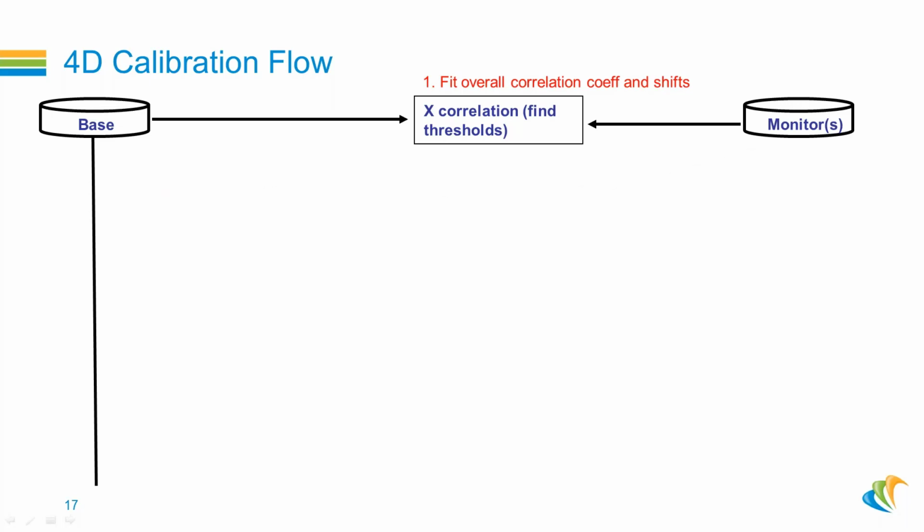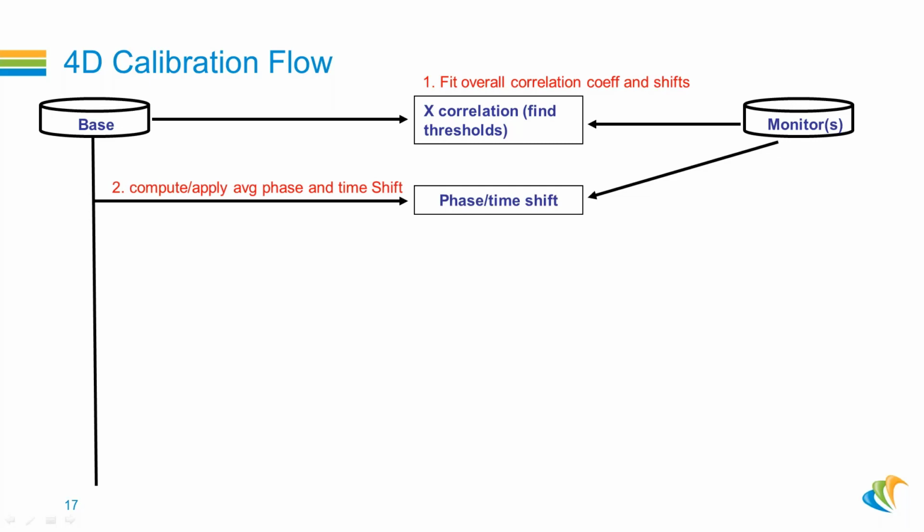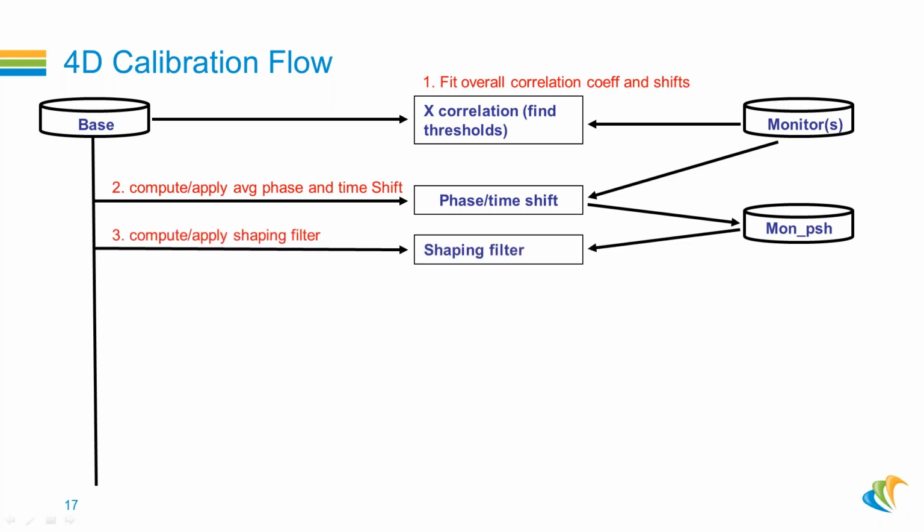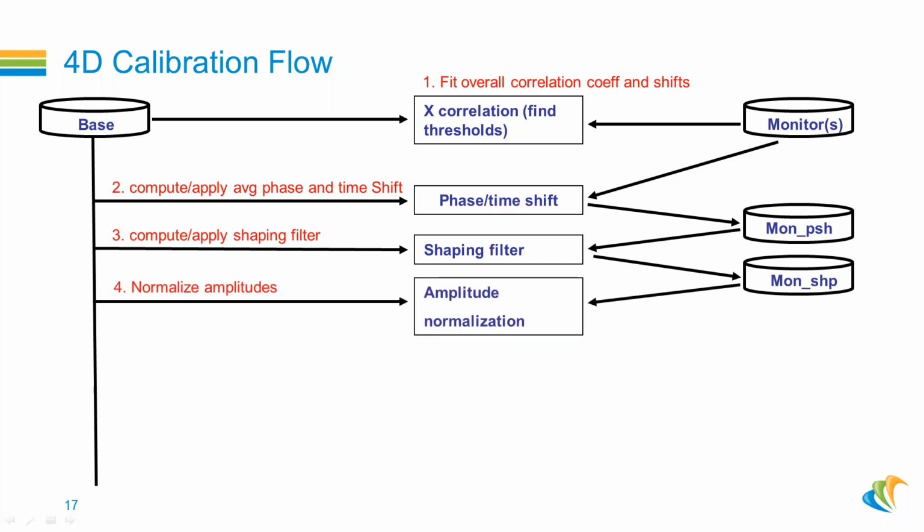We can use some QCs, like calculating differences and cross correlation values, to see how much overall shift is required. The next step is to compute and apply an average phase and time shift, again correlation based. Then we apply those shifts on the monitor data, so the monitor data will be phase shifted. Then the next step is the shaping filter, which shapes the frequency and phase content of the monitor to be similar to the base. We apply that on the monitor to get the shaped result.